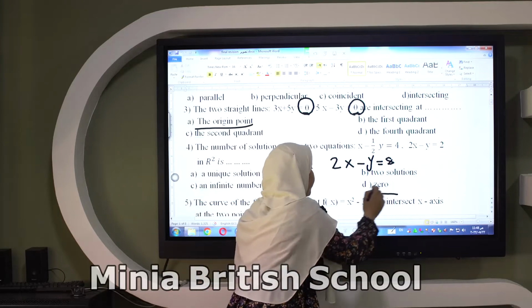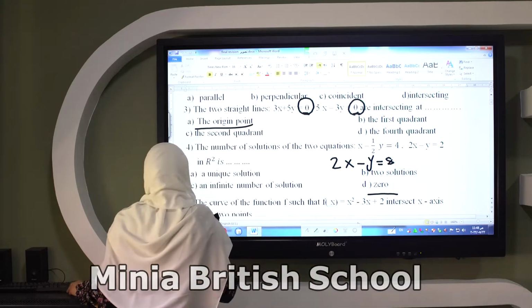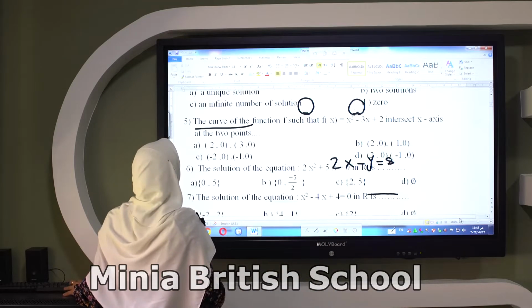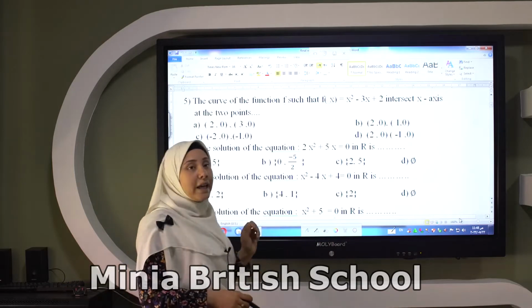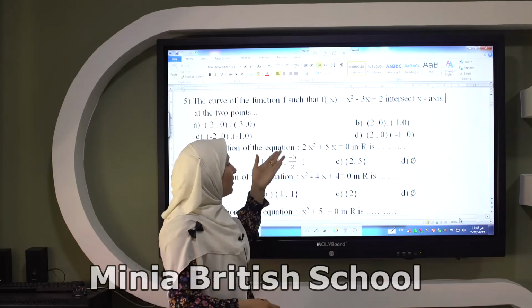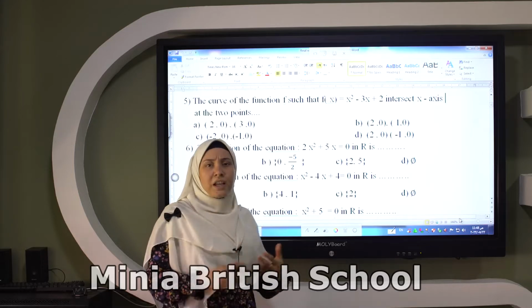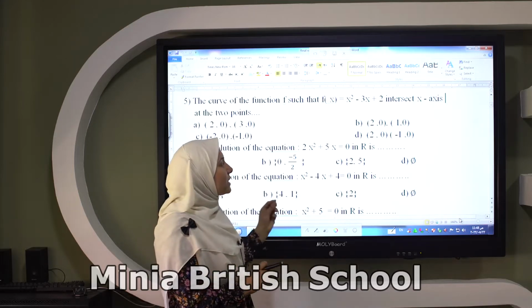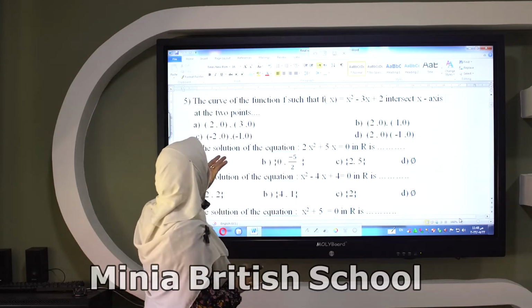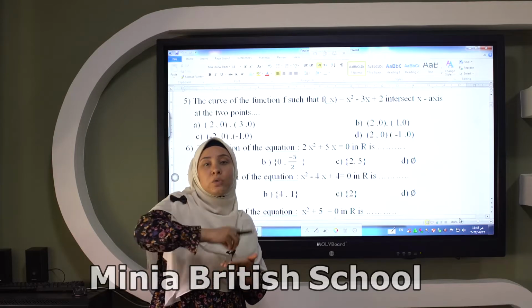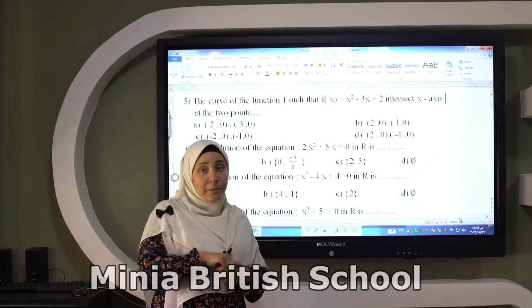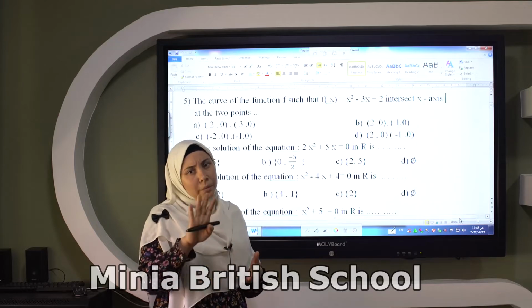Okay, next one, number 5, the curve of the function f such that f(x) equal x power 2 minus 3x plus 2 intersects the x-axis at the 2 points. What? Here you need to find the 2 roots of the equation, or 1 root, but here you have 2 roots.